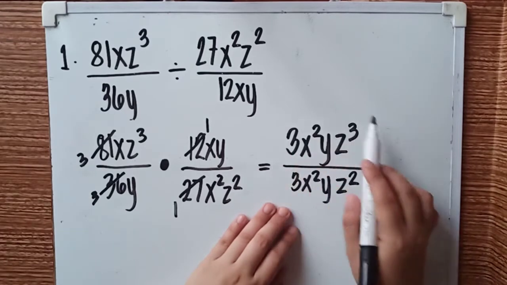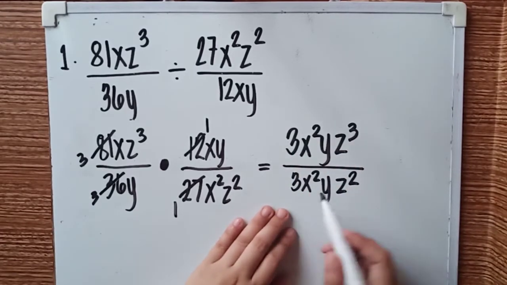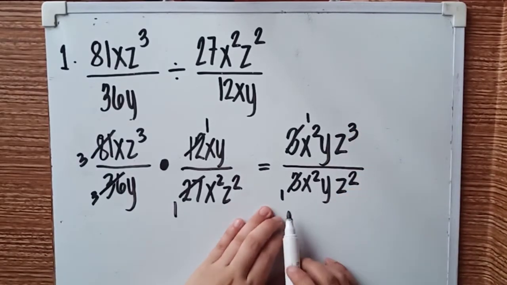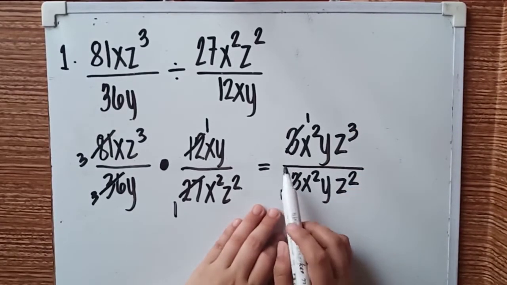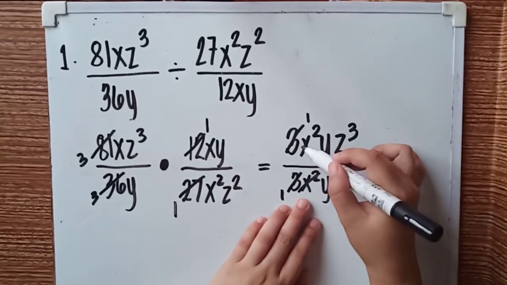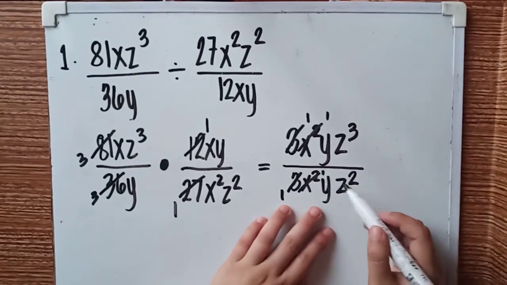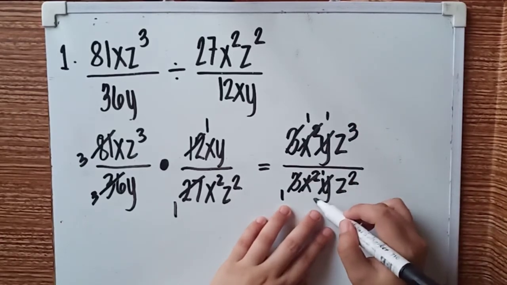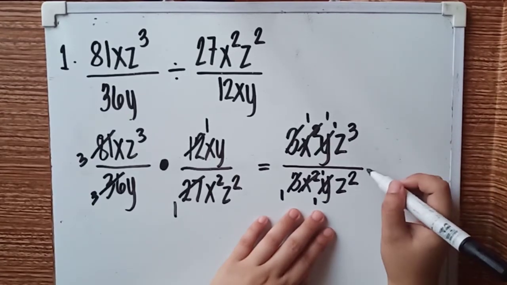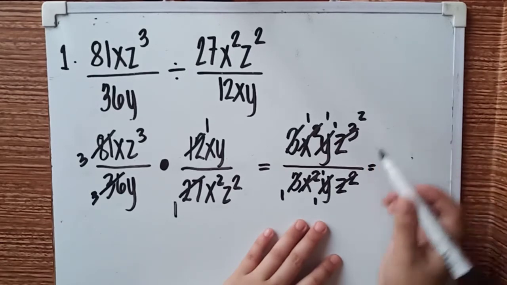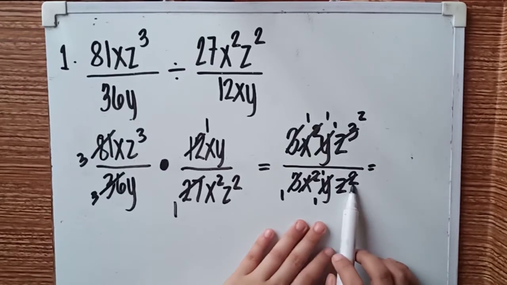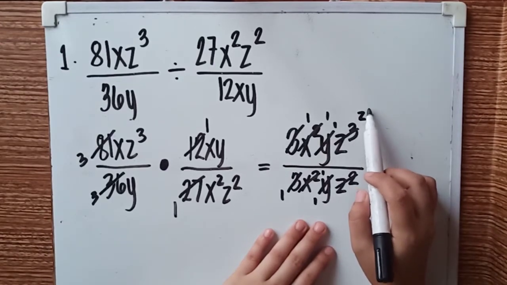Pansinin na mayroon pa tayong pwedeng i-cancel out. Yun ay ang 3 and 3. Magiging 1 because their greatest common factor is 3. Next, x squared divided by x squared, cancel din, magiging 1. Ganon din ang y, cancel, magiging 1. At z cubed divided by z squared is z. Sabi ko lang doon ay z because 3 minus 2 is 1. So may si z, may exponent na 1.